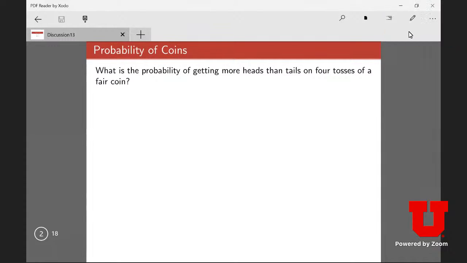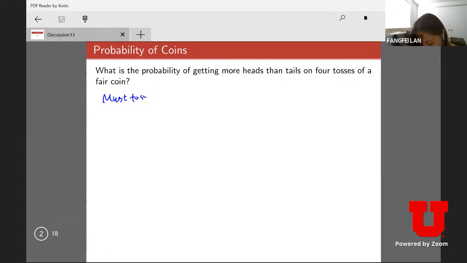We'd need 3 or more heads. Yes, exactly. So we need 3 or 4 heads, right? So basically we must toss 3 or 4 heads. Okay, so after that, what do we do? How many different combinations do we have in total?